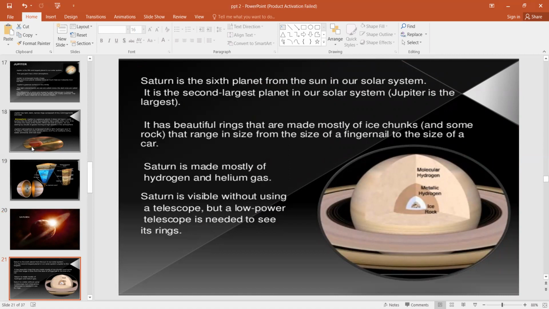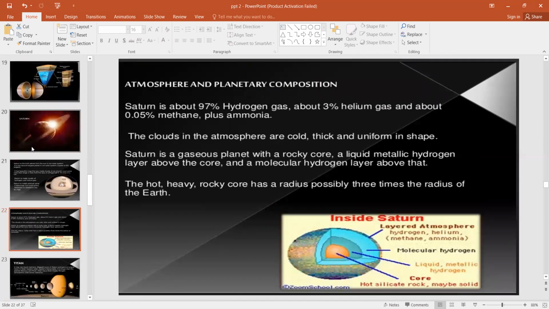that range in size and that can be nearly around the size of a fingernail and can be as large as the size of a car. So this planet is mainly made up of hydrogen and helium gases, and this planet is also visible without using a telescope. But a low power telescope is needed to see the rings that are around it.